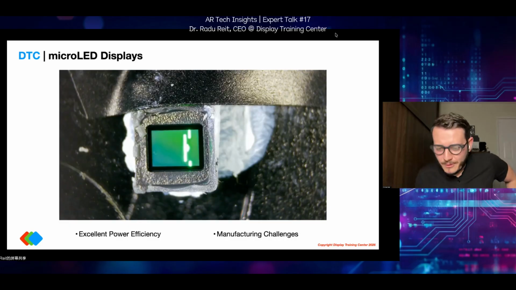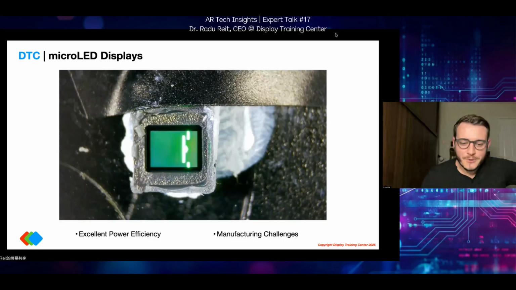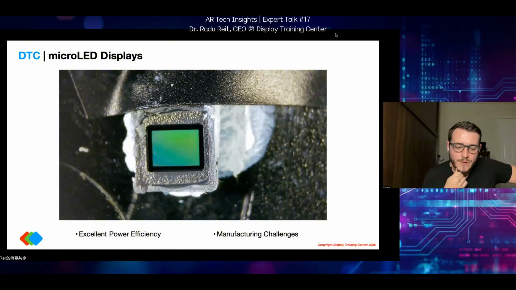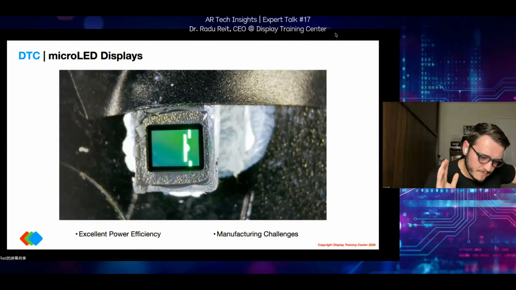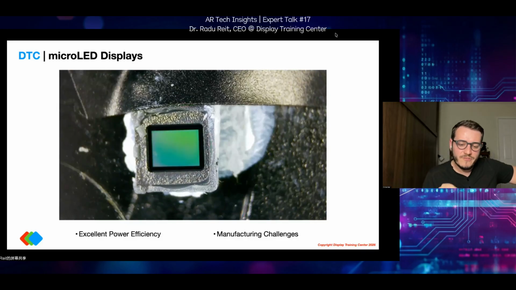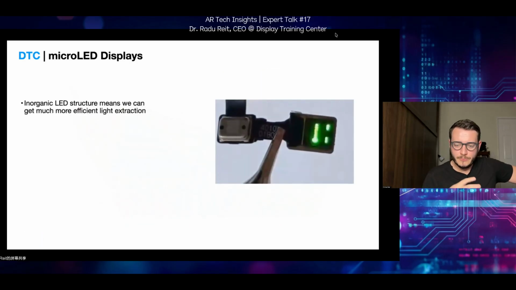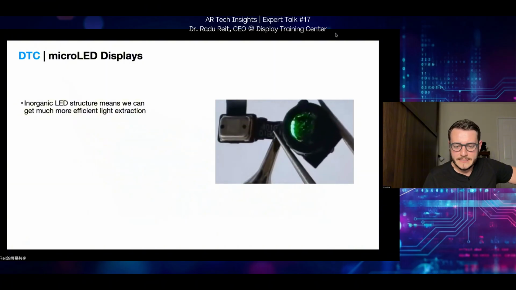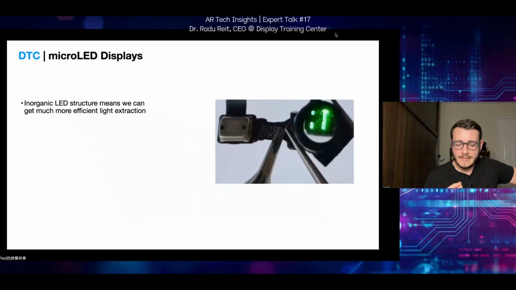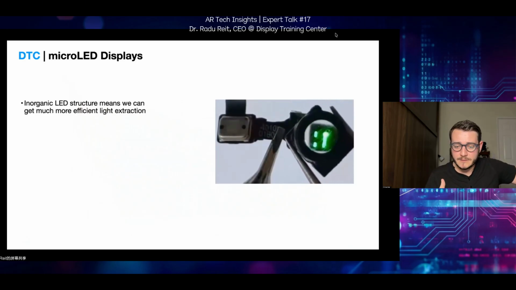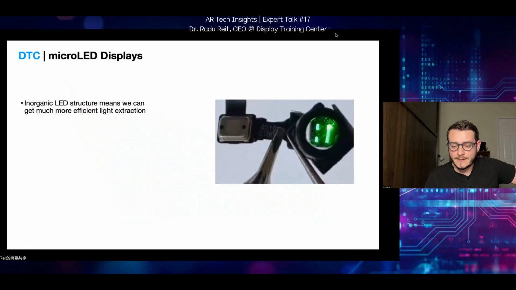Okay, so now I talked about how inefficient micro OLED is. Let's talk about why micro LEDs may be a little bit challenged as well. We already covered that these are very power efficient devices, but there are a lot of manufacturing challenges that will make micro LED displays a challenge for integration, whether from cost or from actual technical issues. We already know the inorganic LED structures we are familiar with in micro LED mean much more efficient light extraction, a much higher EQE, external quantum efficiency, of the light extracted out of these panels compared to micro OLEDs.